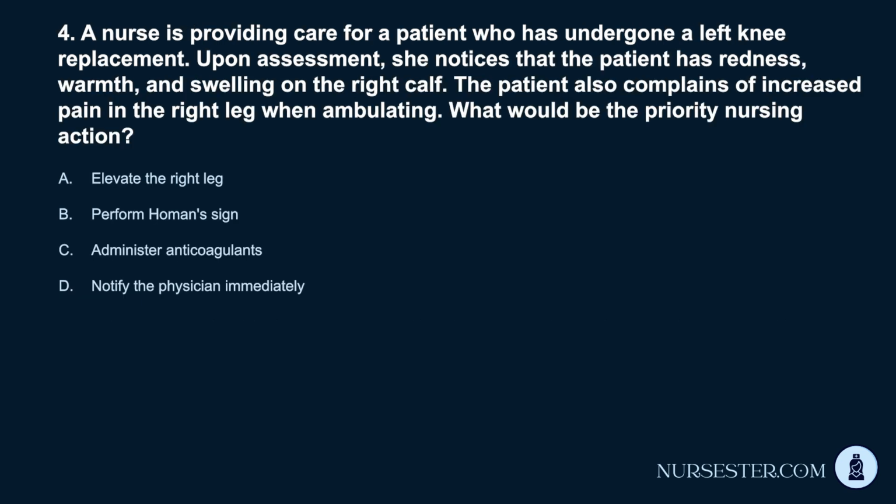4. A nurse is providing care for a patient who has undergone a left knee replacement. Upon assessment, she notices that the patient has redness, warmth, and swelling on the right calf. The patient also complains of increased pain in the right leg when ambulating. What would be the priority nursing action? A. Elevate the right leg. B. Perform Hohmann's sign. C. Administer anticoagulants. D. Notify the physician immediately.